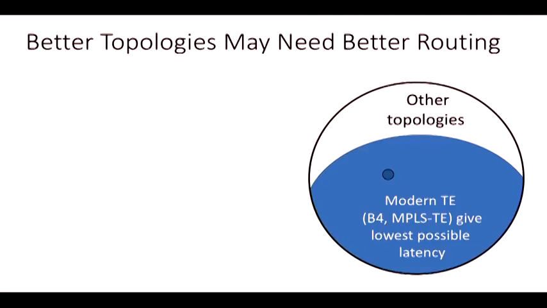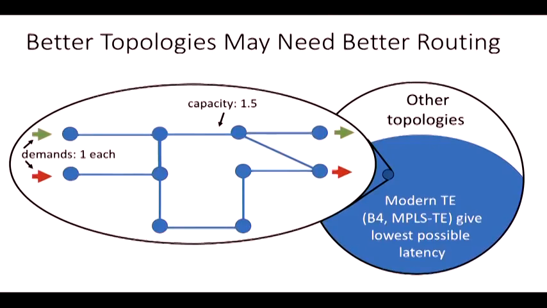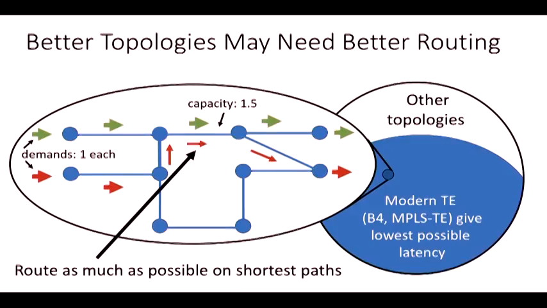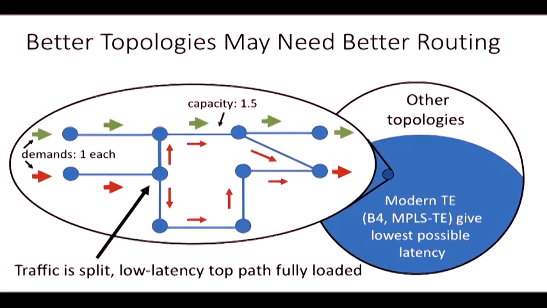So how will they do in our example? Well, here is the same example with the new link added. It's very simple. They're basically going to route as much as possible on the shortest path, and then whatever does not go on the shortest path will go on longer paths. Traffic will be split. In this case, the bottom aggregate gets split two ways, and half of it goes on the bottom longer path. Notice that this solution does not have congestion, and at the same time, it still loads the top latency path fully, which means that it's also latency optimal.